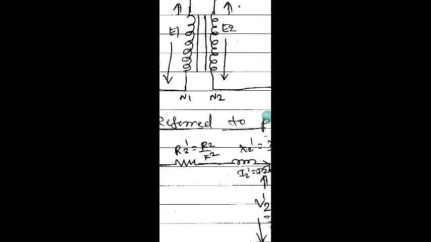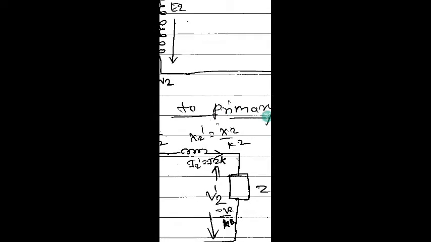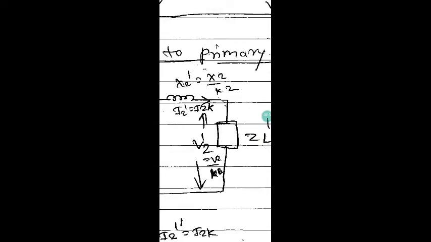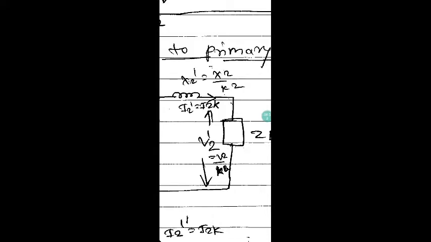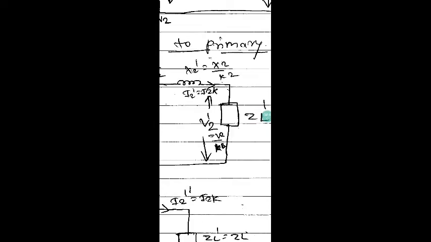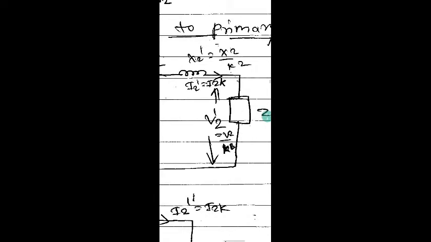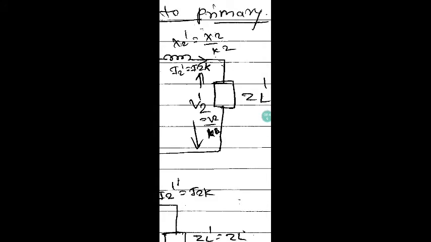So now, if I send R2 and X2 to the primary side, then R2 will become R2 dash, that is R2 by K square. X2 will become X2 dash, that is X2 by K square. Then ZL will become ZL dash, that is ZL by K square. You have to divide these parameters by K square. K is the transformation ratio. Next, I2 dash equals I2 times K. Remember, this current you always have to multiply by K, not by K square. You should not divide it by K square.